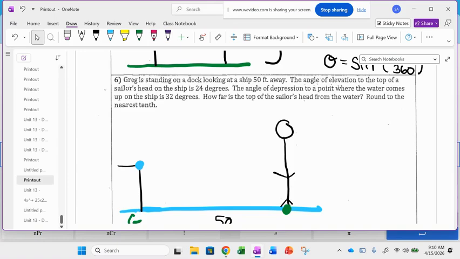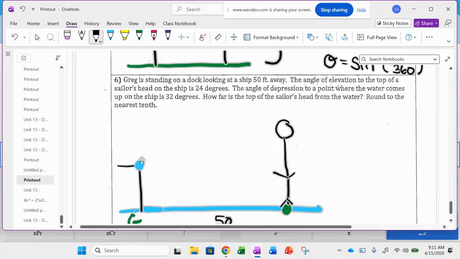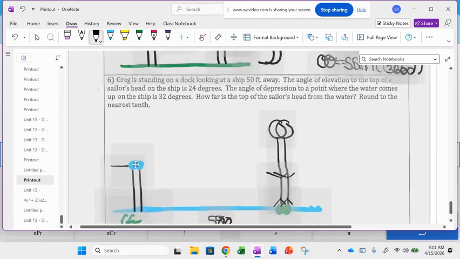It says Greg is standing on a dock looking at a ship 50 feet away. We've marked that. The angle of elevation to the top of the sailor's head is 24 degrees. Have we marked that yet? No. So we ask ourselves again, the angle of elevation is looking at the sailor. Jay, bathroom? Yes. The angle of elevation is looking at the top of the sailor, but who is it coming from? Greg. Remember, Greg was our blue dot. So here's Greg looking up to the top of the sailor's head.